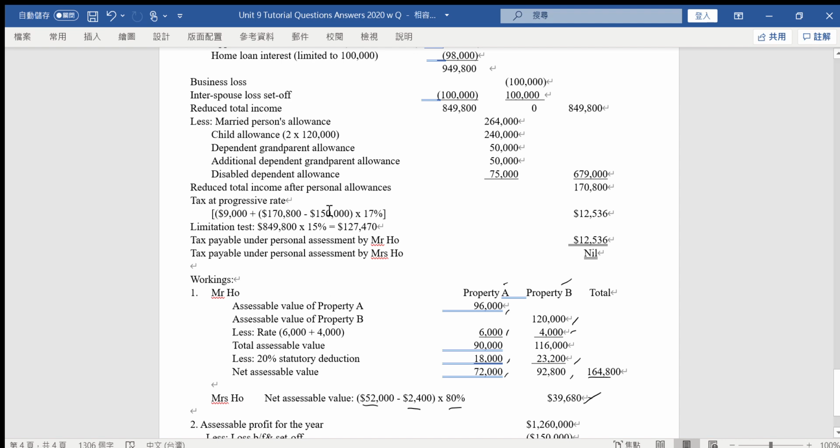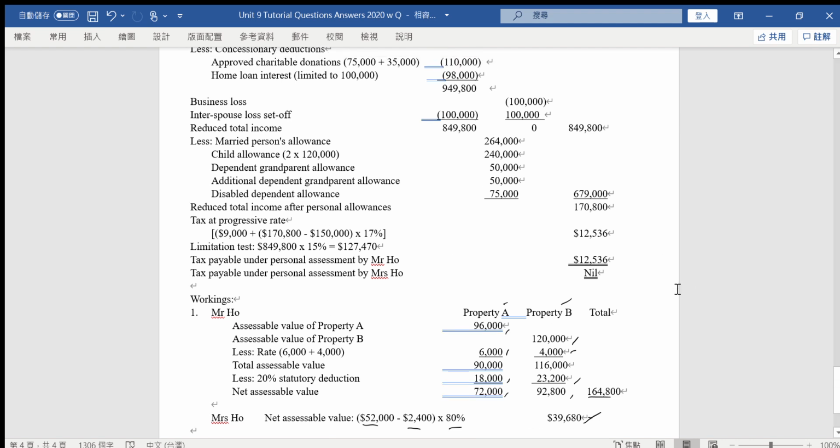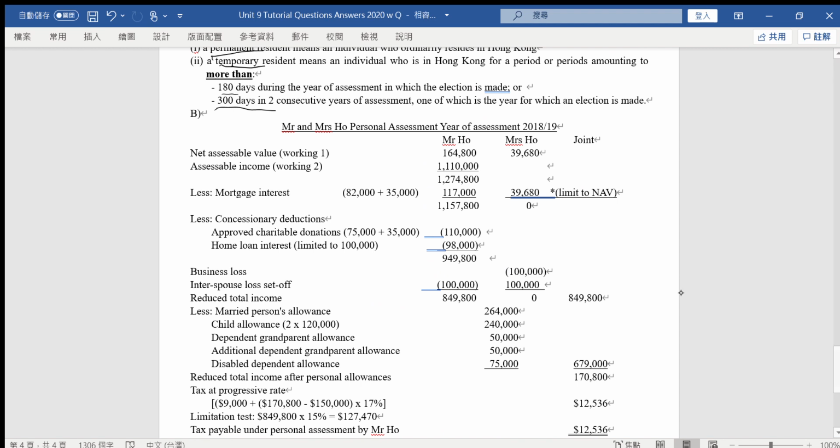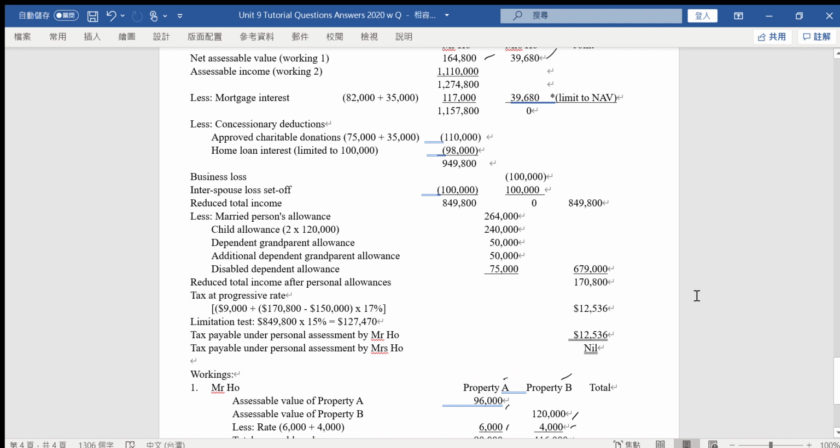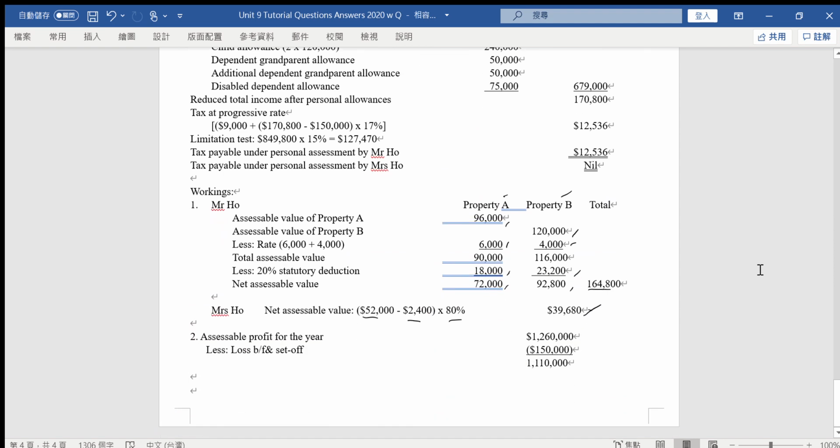Okay, after we have worked out this net assessable value of the properties, then we can put them right here. Okay, then the second one will be about the employment income, assessable income, that will be related to working too. Not assessable income. That should be the profit. Okay. That will be Mr. Ho. Okay, and for this year, he has 1,260,000. Okay, profit from the sole proprietorship business.